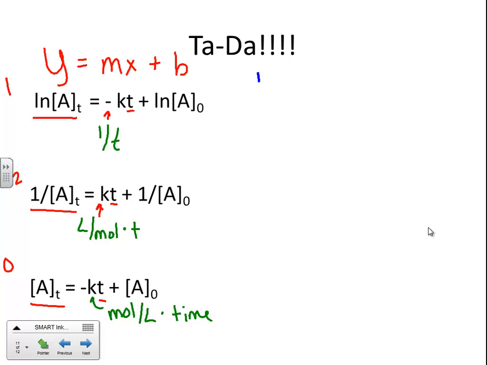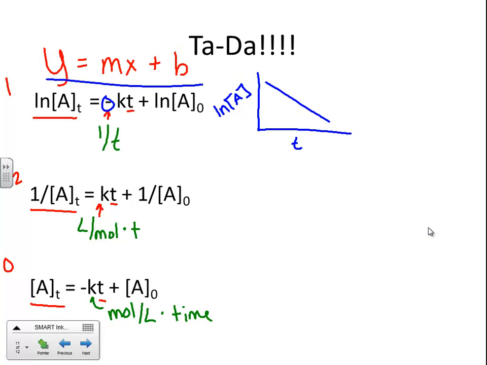A first order reaction, for example, while it is y equals mx plus b, is only going to be linear. It's only going to fit that y equals mx plus b format if the data is done as the natural log of the concentration graphed versus time. And as you can see, it's going to be a negative slope.